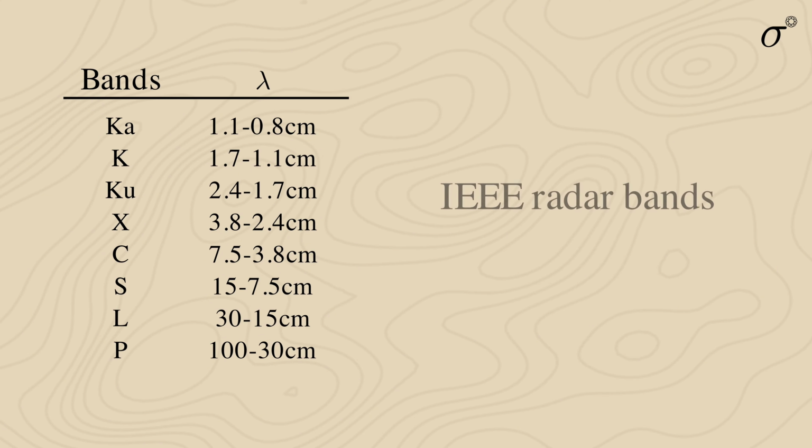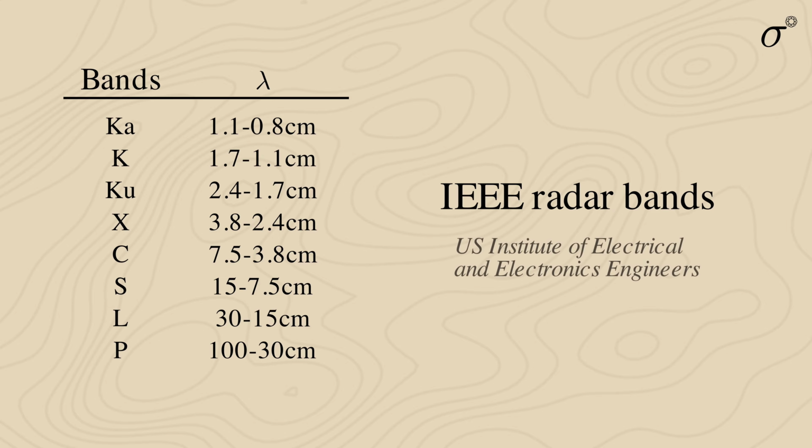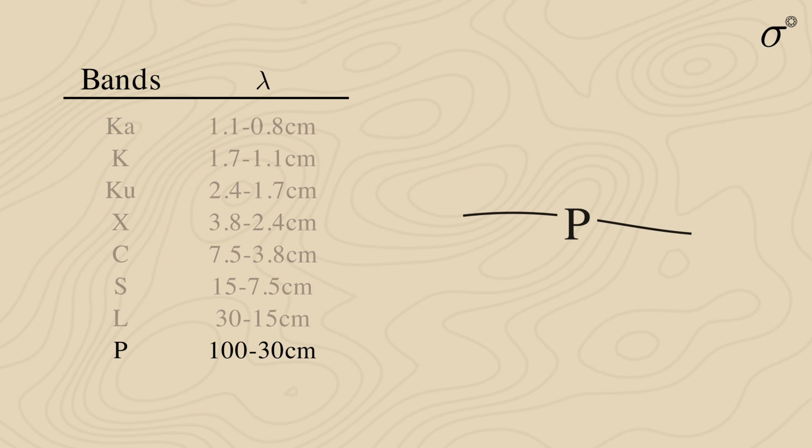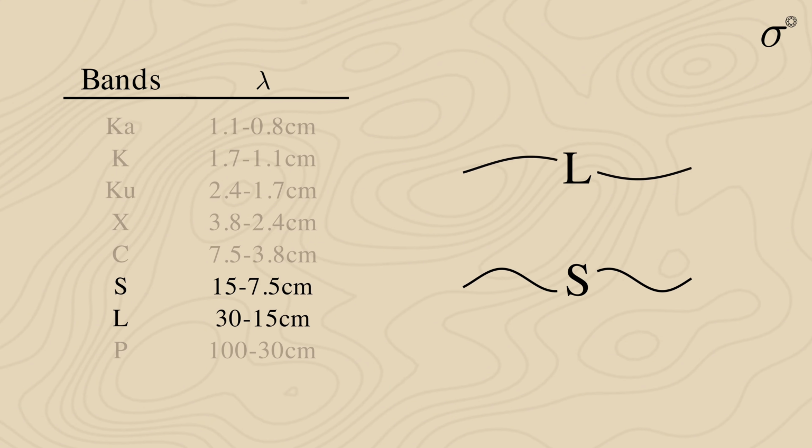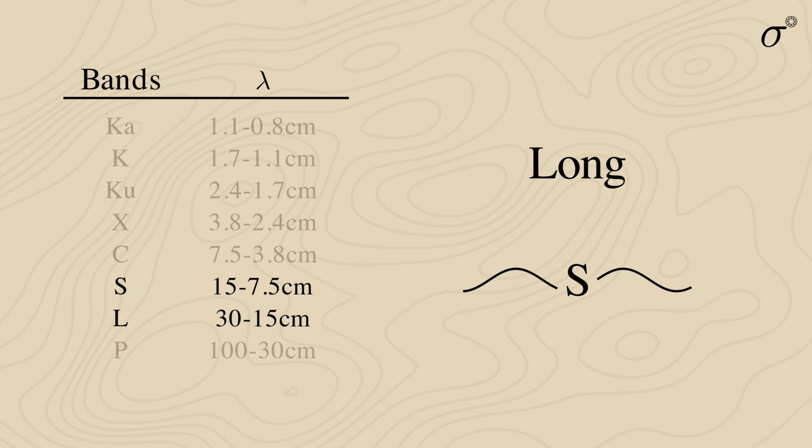This naming convention can also be called the IEEE radar bands, and with a little bit of context, the band names are actually not hard to remember. The P-band was first used by the British, but then later abandoned, so it stands for experimental, or for previous. The L and S band have the simplest explanations, where L stands for long and S stands for short.